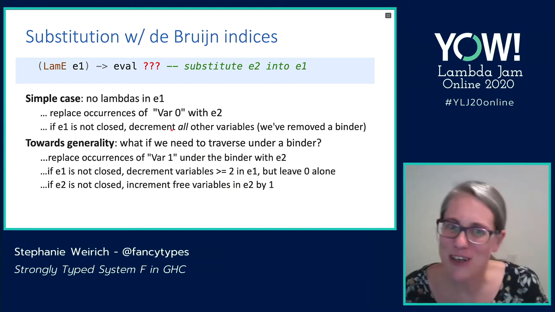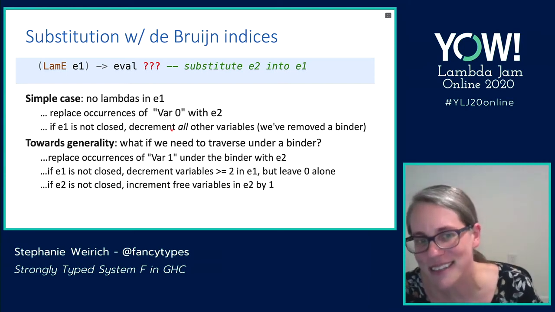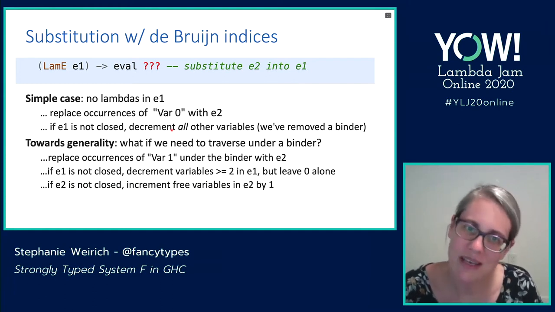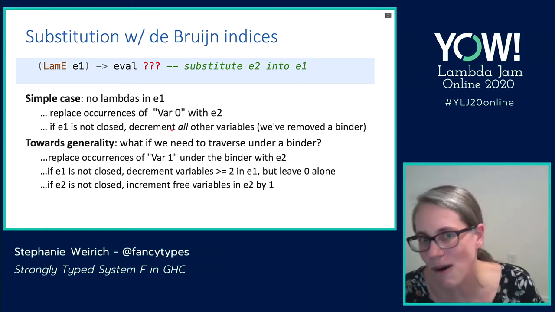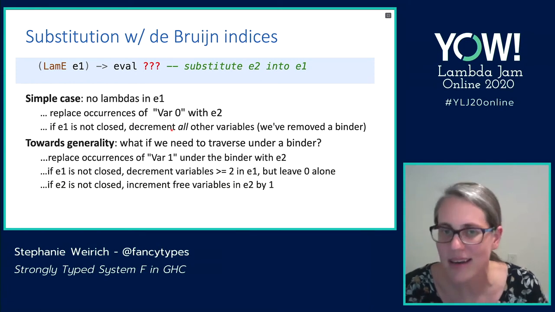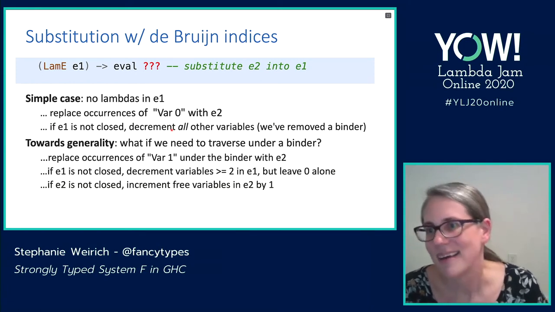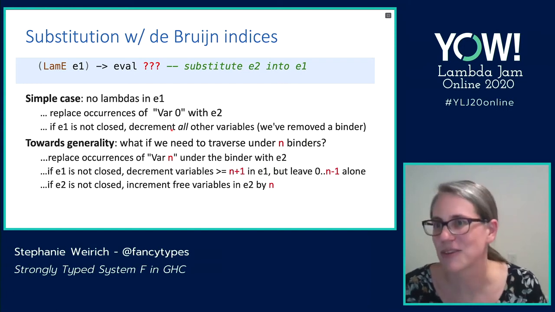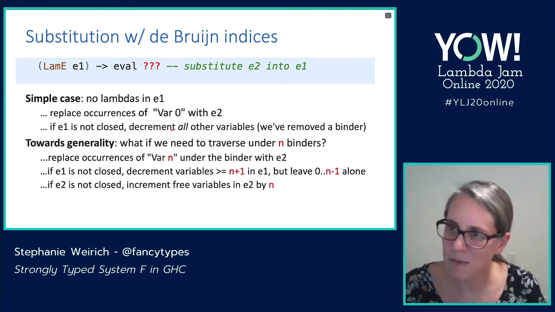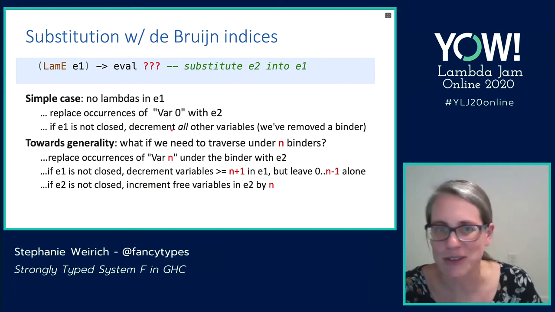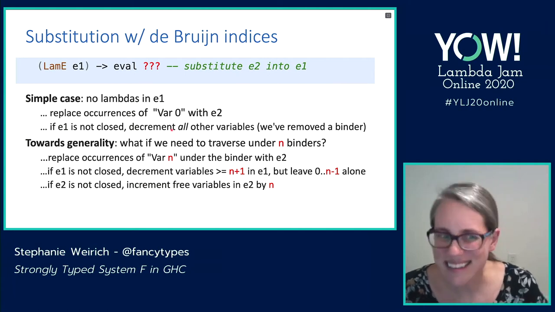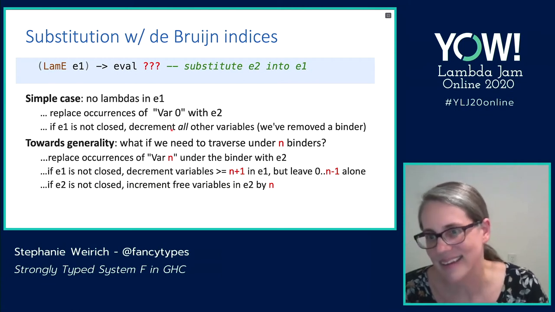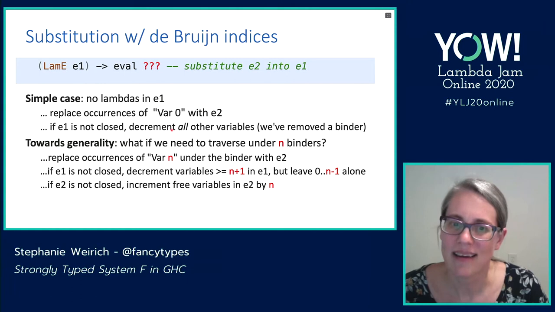If there are binders, and the variable that was 0 is under a binder, then we need to start looking for 1, right? So if there's one binder, we have to look for var 1. Going even more general, maybe there are n binders, so we have to keep track of how many binders we're going down, and we have to look for n. And at the same time, we still have to worry about free variables in E1 and decrementing them.